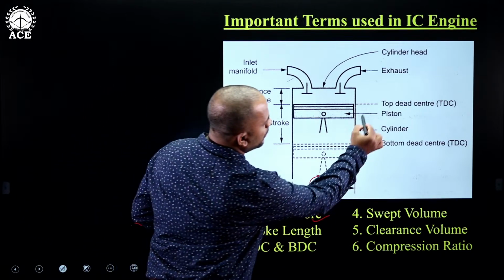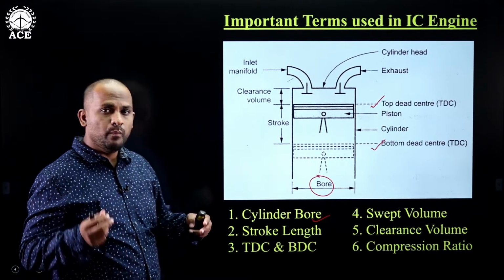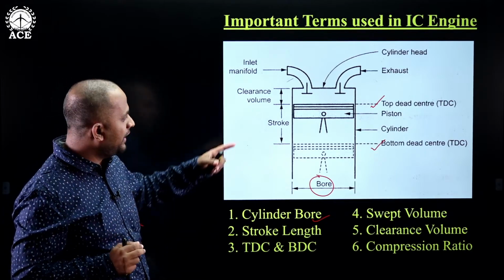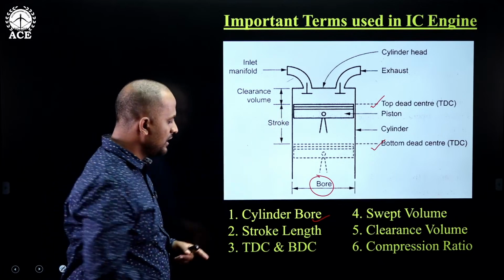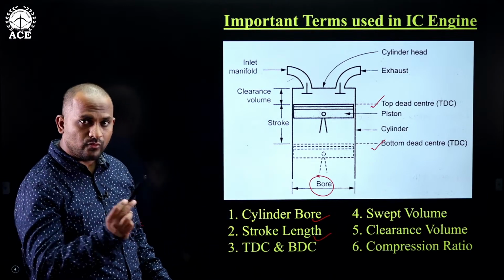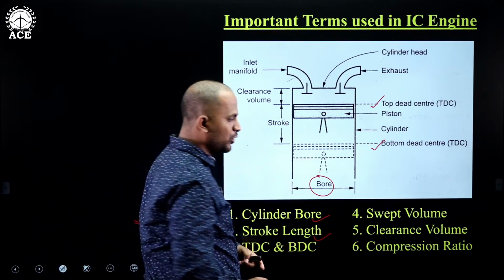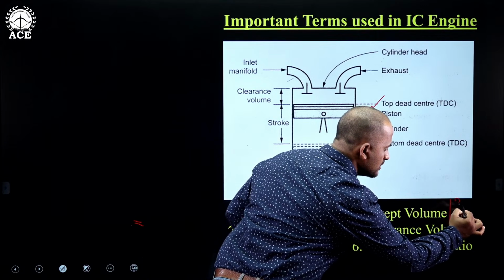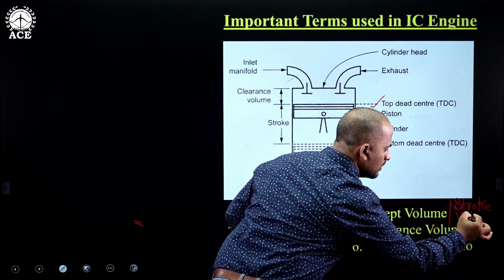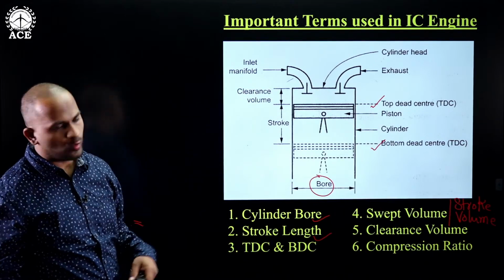Those dead centers are the top dead center and the bottom dead center, TDC and BDC. Between those two dead centers only the piston tends to reciprocate, and the length between the TDC and BDC is called stroke length. The volume in between the TDC and BDC is called swept volume, or it is also called stroke volume.